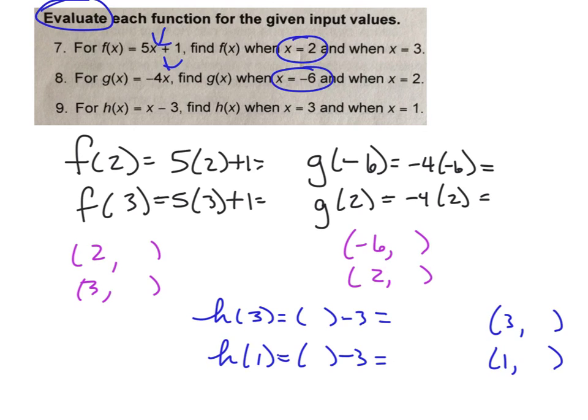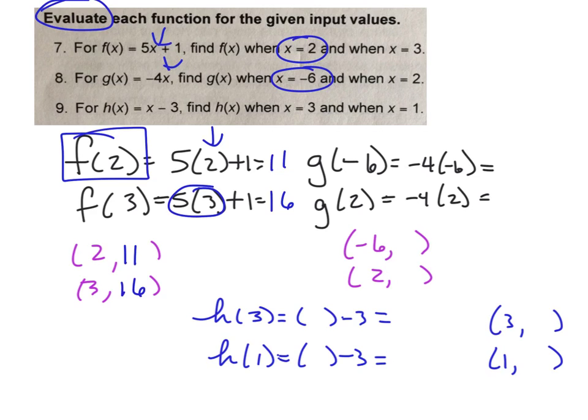Now, the way you write it is, notice it's f of 2. I plug the 2 in for x, so 5 times 2 is 10, plus 1 is 11. Therefore, when x is 2, y is 11. Same thing with the 3. This is 15 plus 1, which is 16. So when x is 3, y is 16. I guess input and output values.